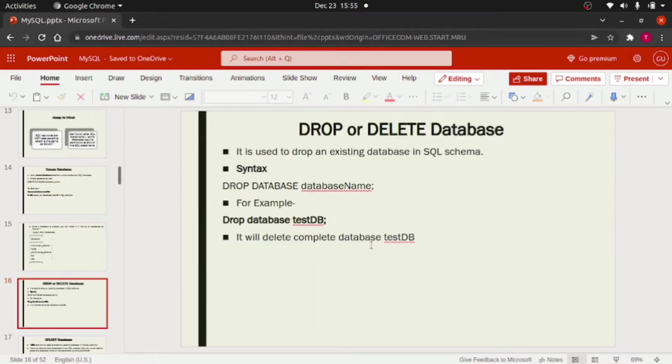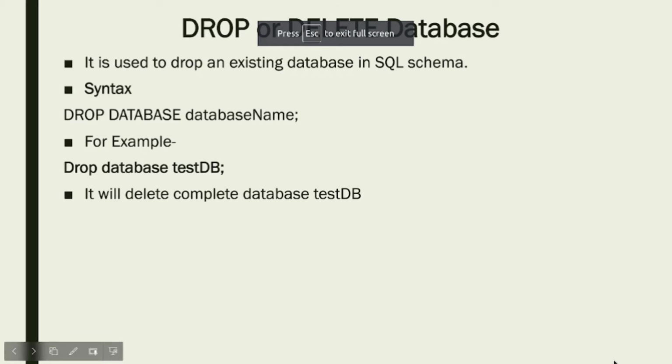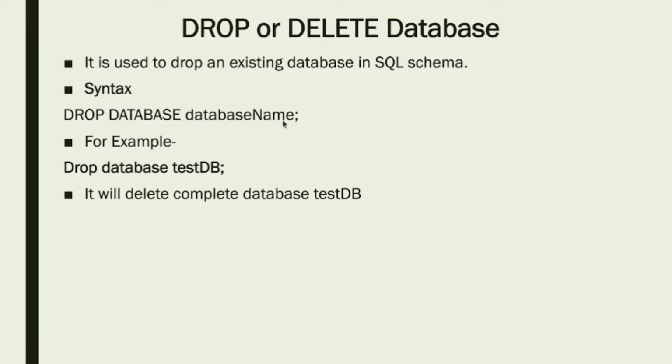Drop or delete database. It is used to drop an existing database in the SQL schema. Okay, it will delete an already existing database. And this is the syntax: drop database name. For example, drop database testdb. So it will delete the complete database testdb. It means it will delete all tables, rows, and views included in this testdb. Okay, it will delete the full, complete data.